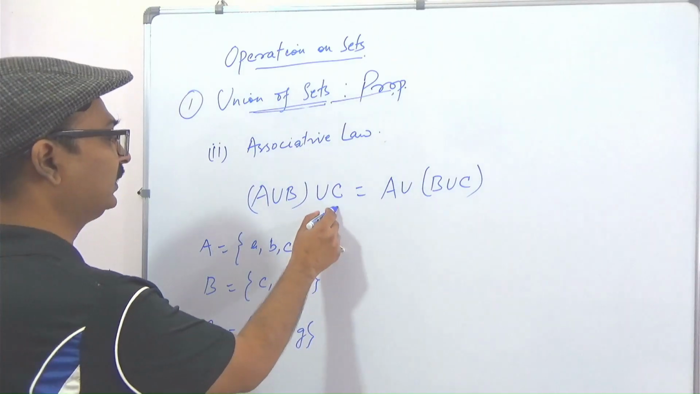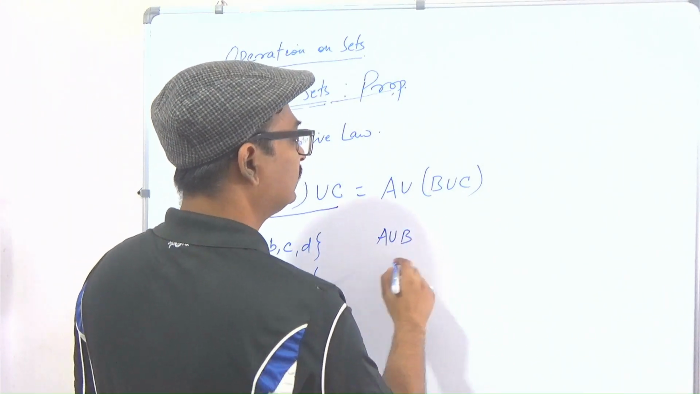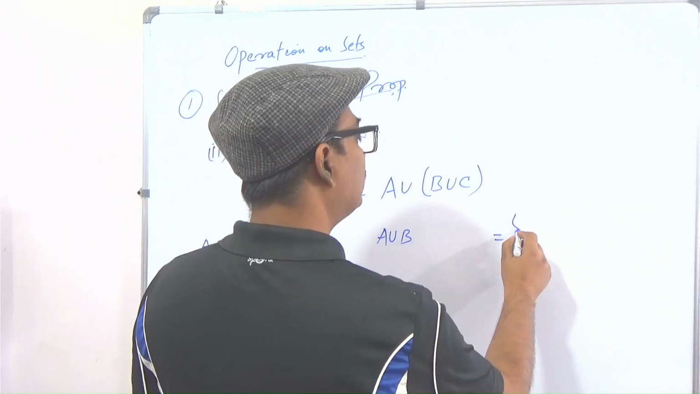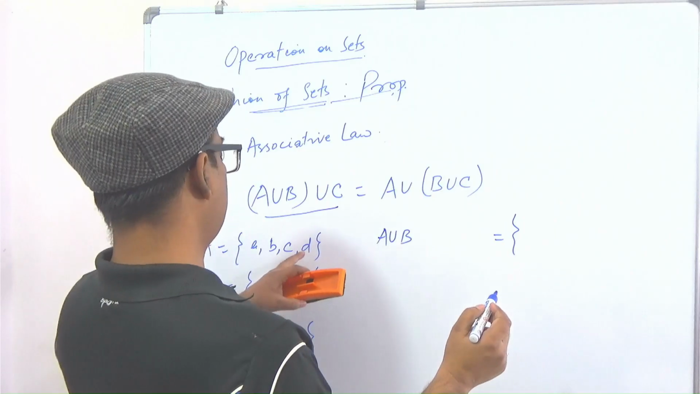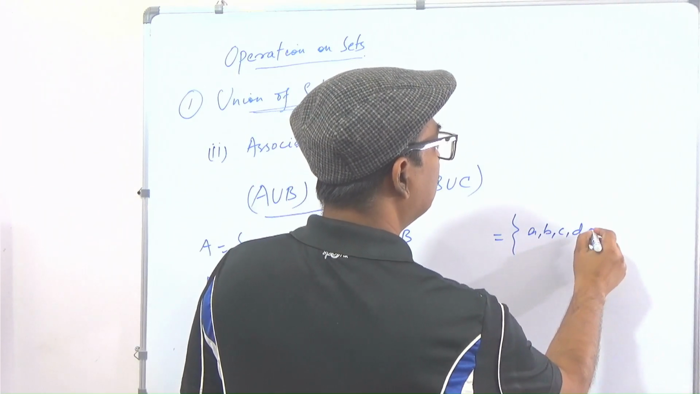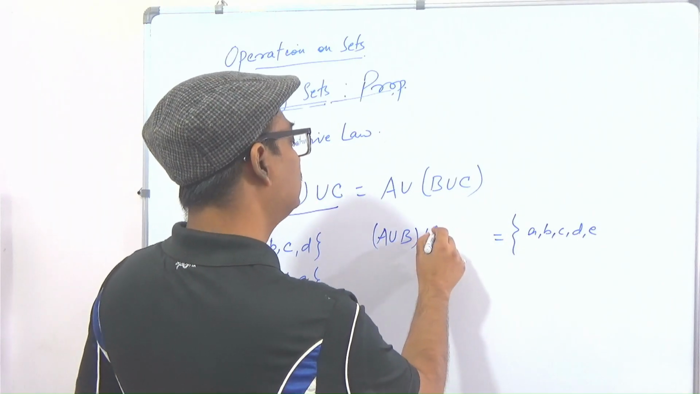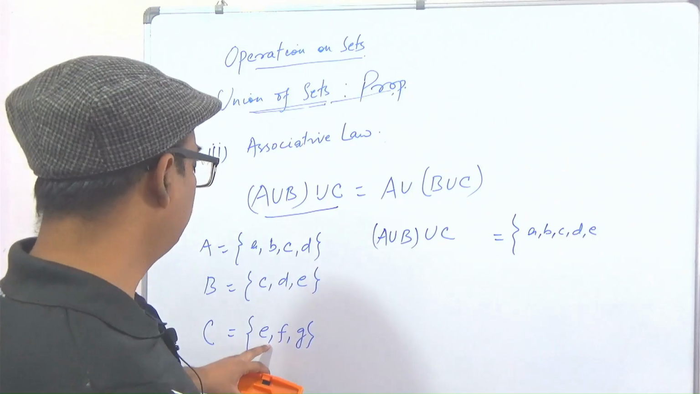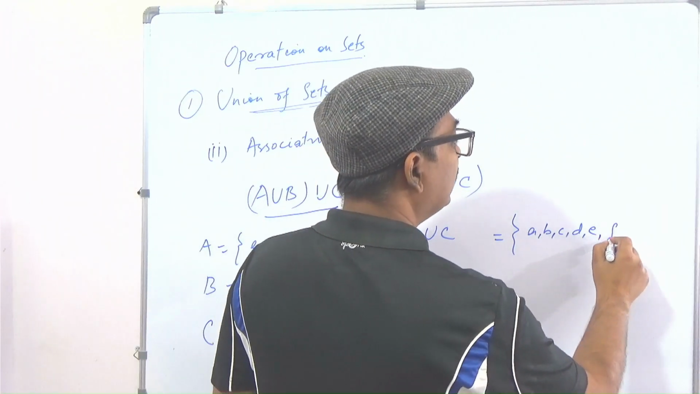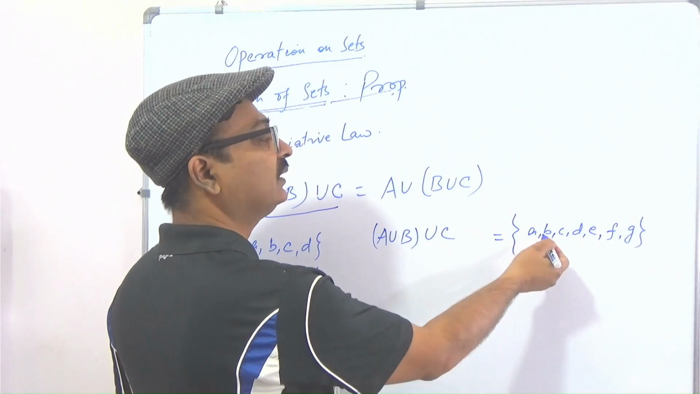Let's say the first thing, (A union B) union C. What will be A union B? I'm writing it here so that later on I can put C also. A union B will be {A, B, C, D, E}. And this union C, we have to add this. So E is there, so this will add F, G. So (A union B) union C is {A, B, C, D, E, F, G}.